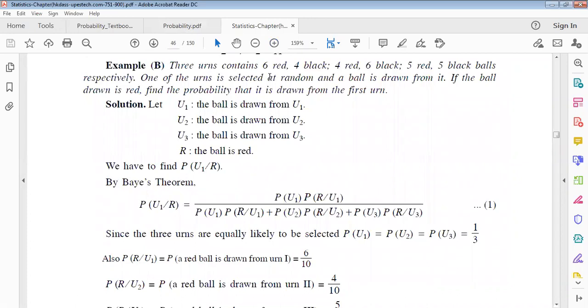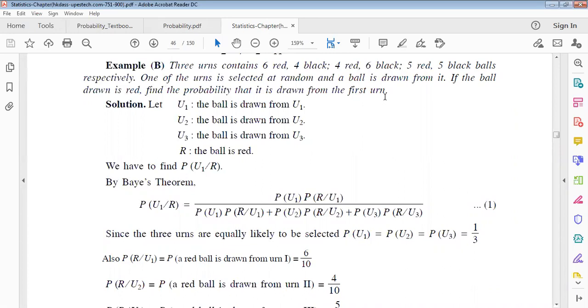Three urns contain 6 red and 4 black, 4 red and 6 black, and 5 red and 5 black balls respectively. There are 3 urns. One of the urns is selected at random. A ball is drawn from it. If the ball drawn is red, then find the probability that it is drawn from the first urn. It comes from the first urn.